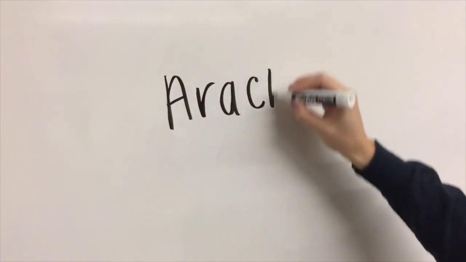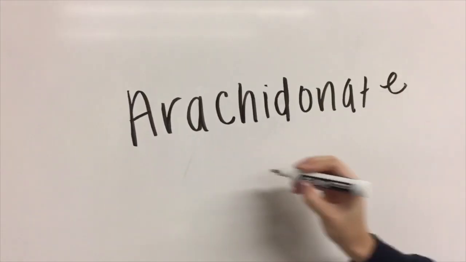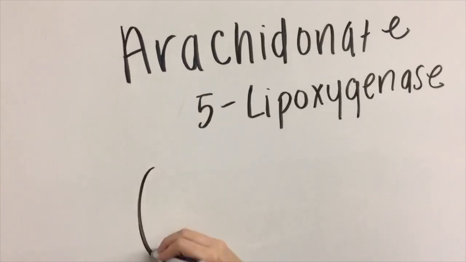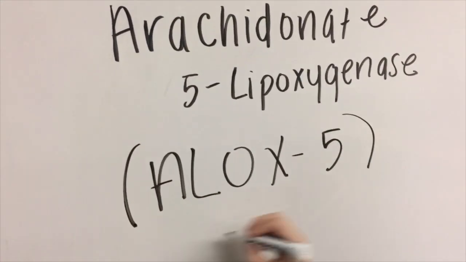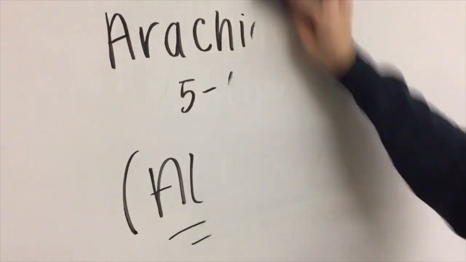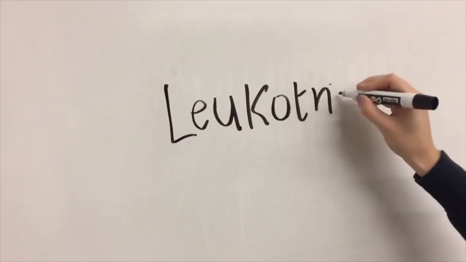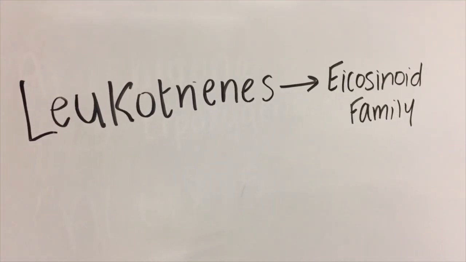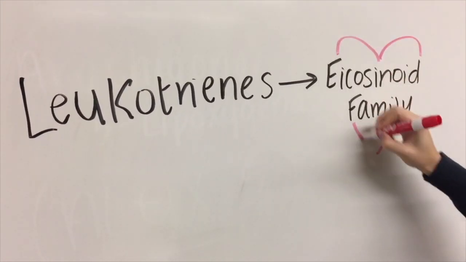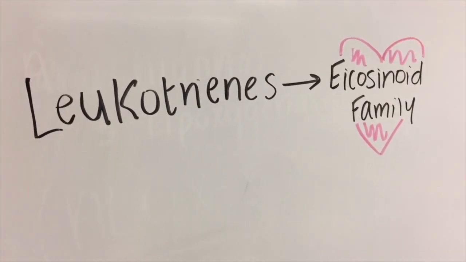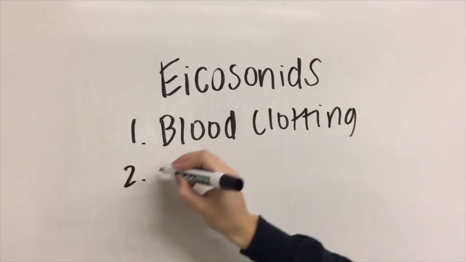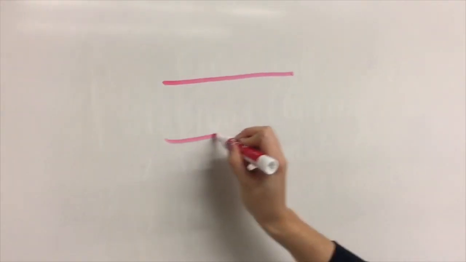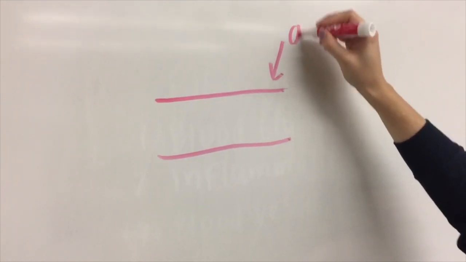Next, we are going to look at another gene which is related to cardiovascular disease. It is called arachidonate 5 lipooxygenase, or abbreviated as ALOX5. This gene plays a key role in the synthesis of leukotrienes, which are mediators of inflammation. Leukotrienes are a part of the eicosanoid family. Eicosanoids are signaling molecules which are derived from polyunsaturated fatty acids, which aid with blood clotting, inflammation, and blood vessel constriction. However, a high amount of eicosanoids in the body can lead to harmful effects.